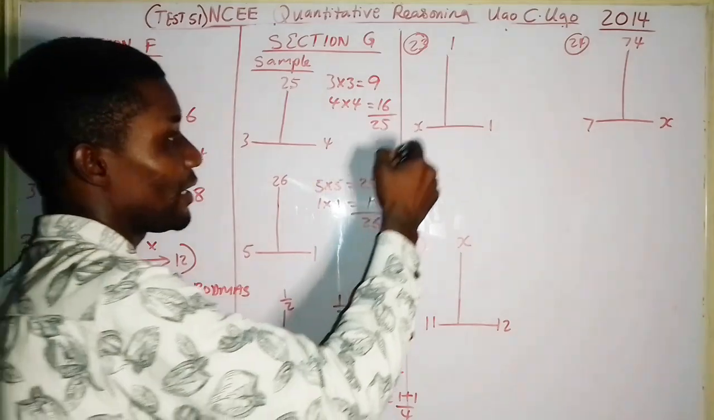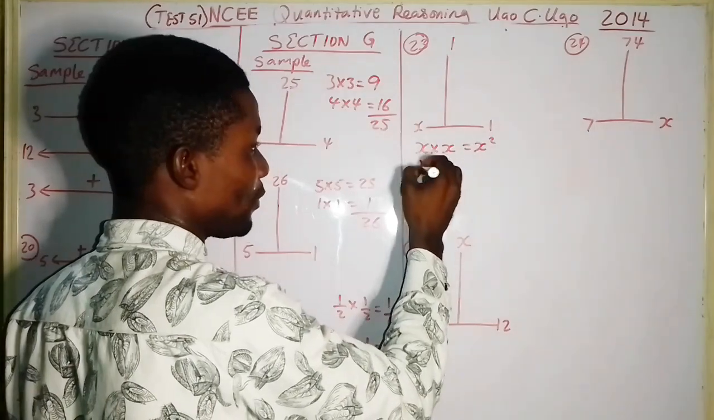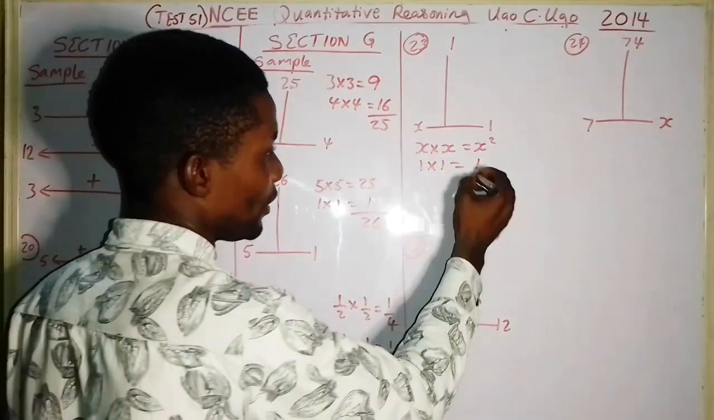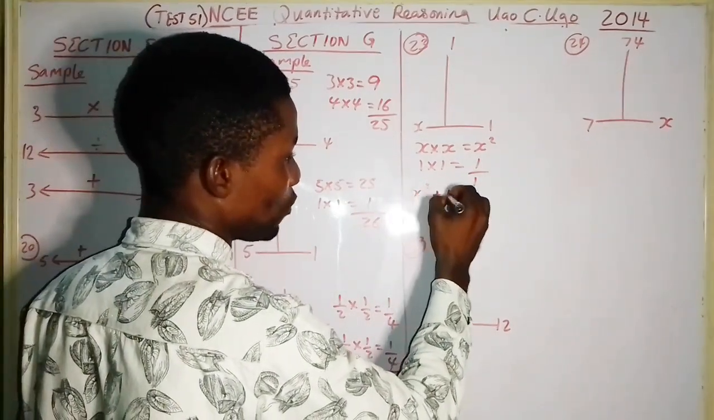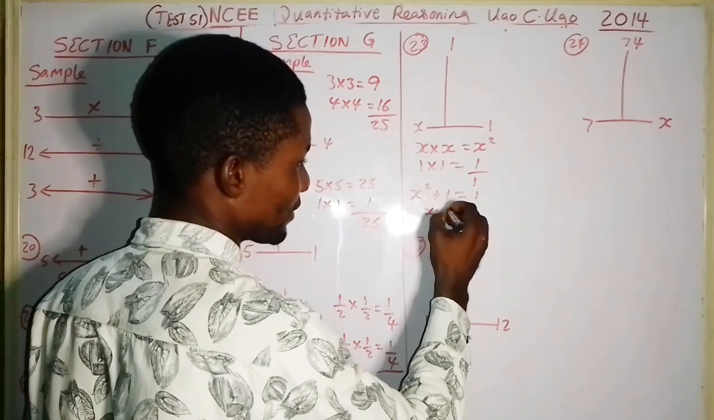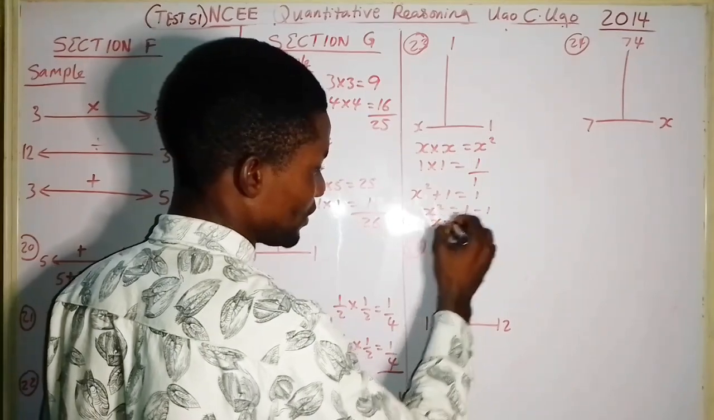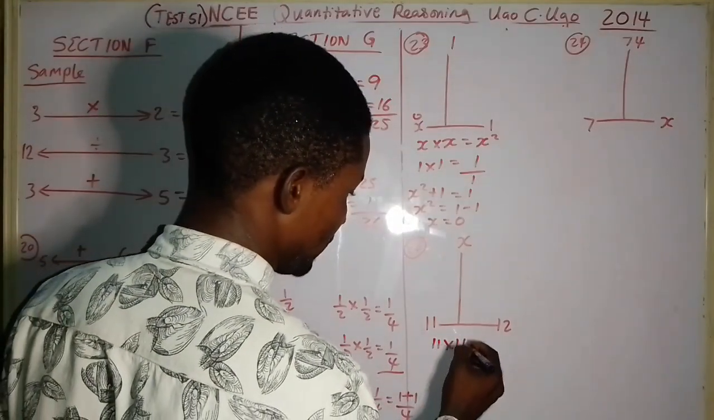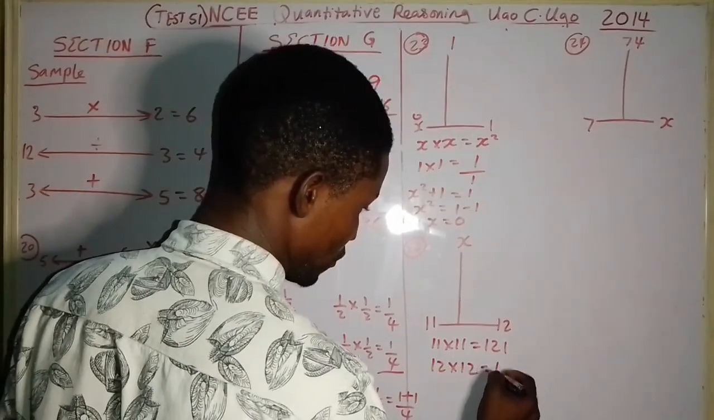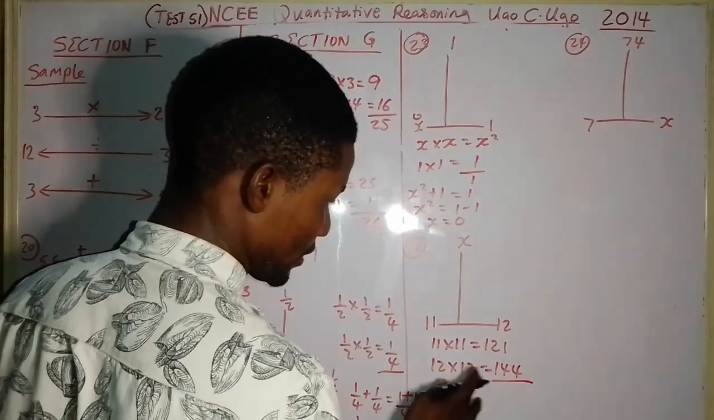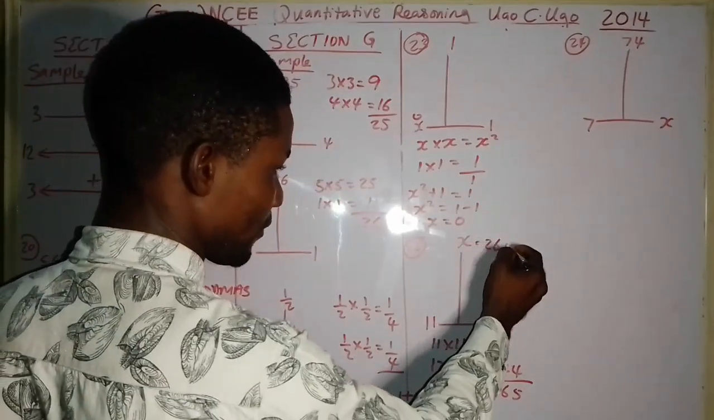Now let's apply the same thing here to get our answer. We have x times x, that's going to give us x squared. And we have 1 times 1, that's going to give us 1. So we have x squared plus 1 equals 1. So we have x squared equals 1 minus 1, and that's going to give us 0. So x equals 0 here. Next one is 11 times 11. That's going to give us 121. And we have 12 times 12. And that's going to give us 144. So when we sum up all this, it gives us 265. So our x here is 265.